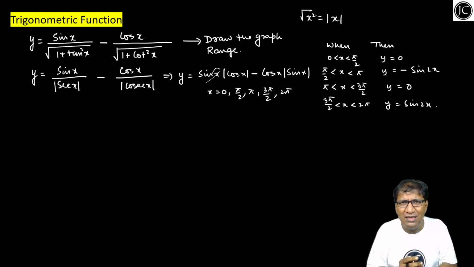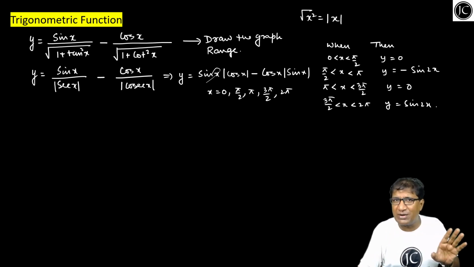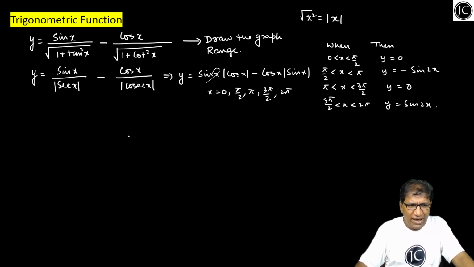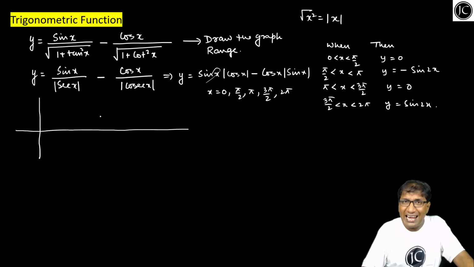Can you tell me why? Write it in the comment box right now. Why I have deliberately eliminated those points. I have not taken those points into my consideration. Why? Write me in the comment box. Okay, so now I will try to draw the graph. But before that, let me just draw the graph of sin 2x.